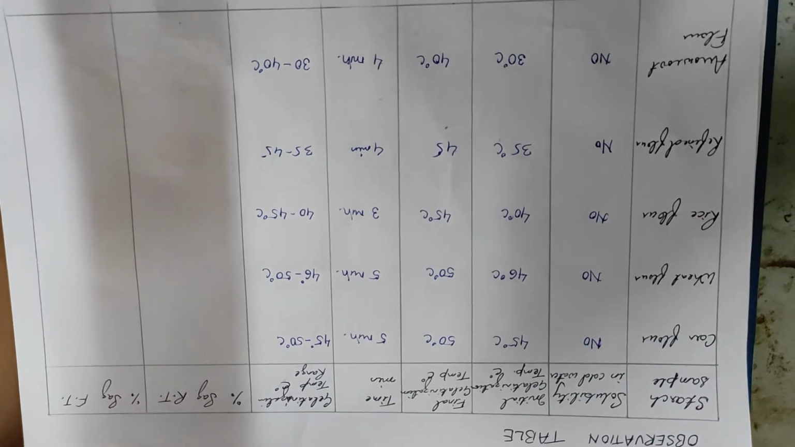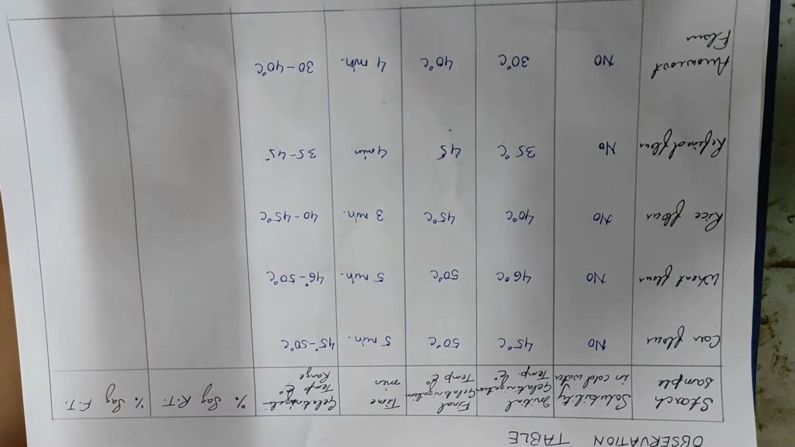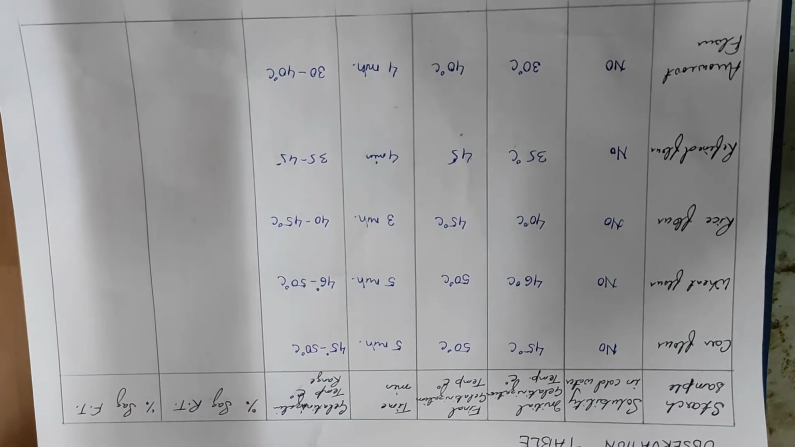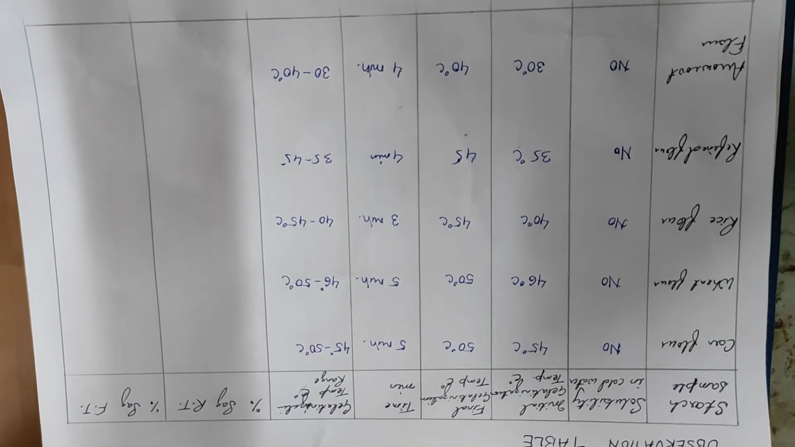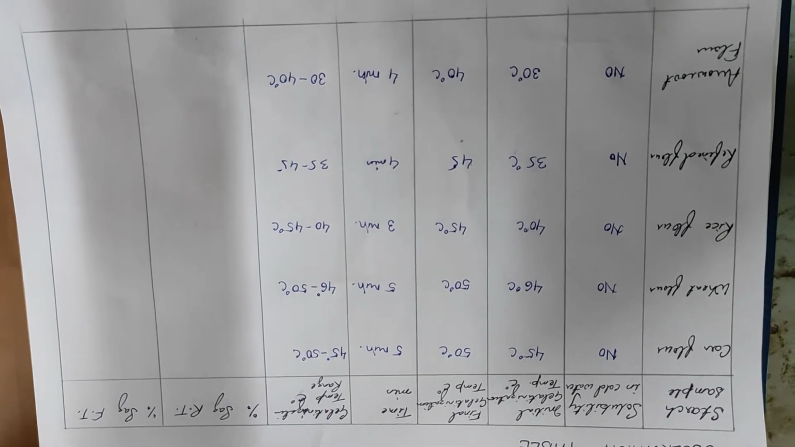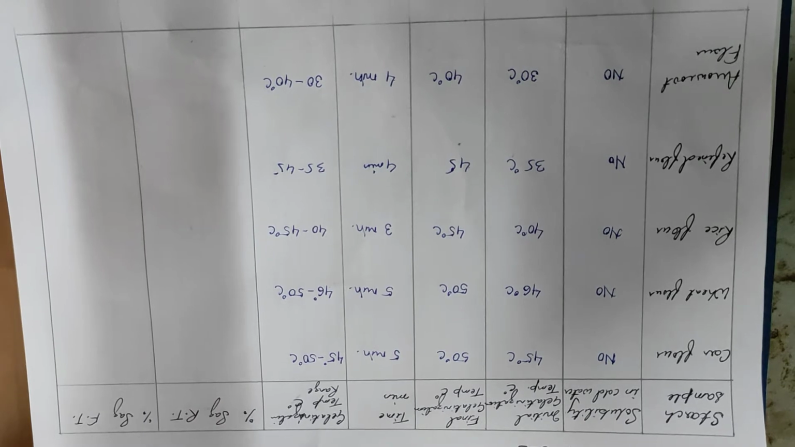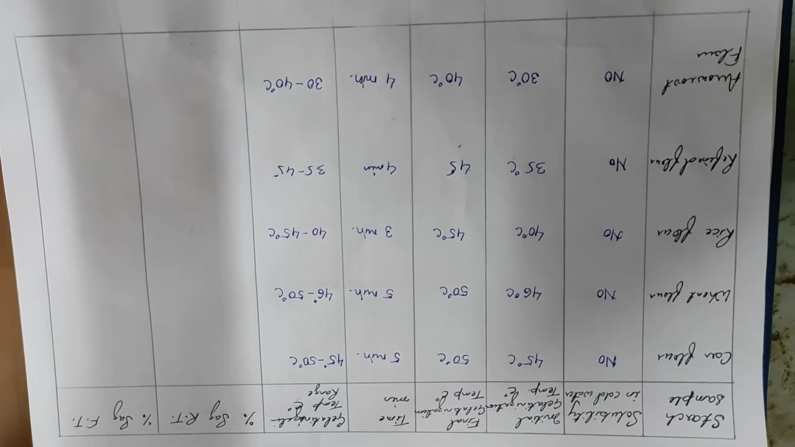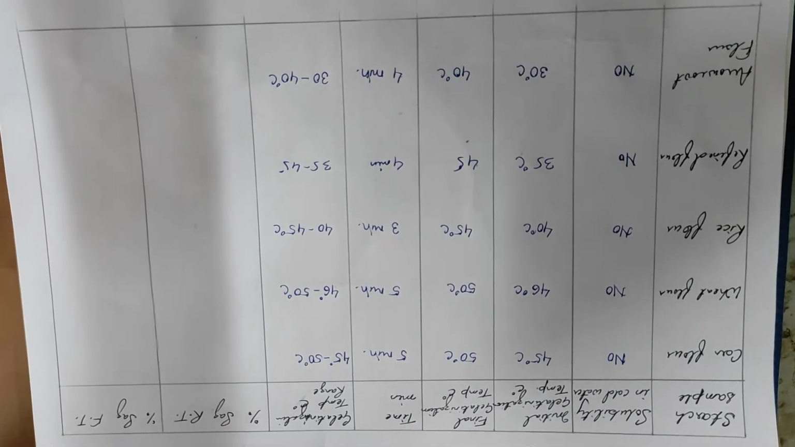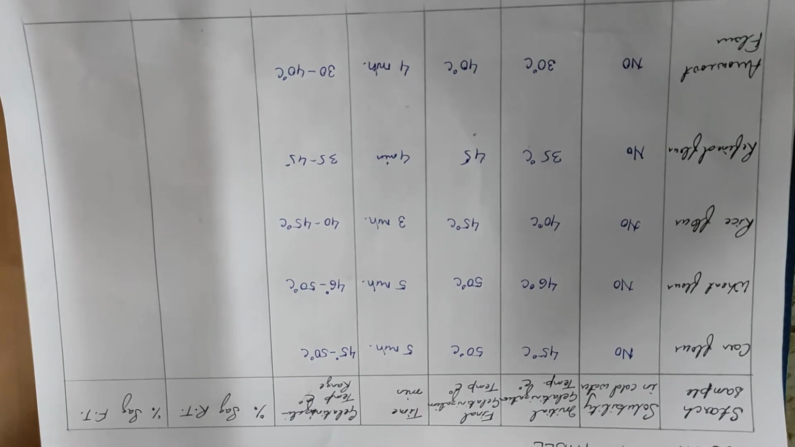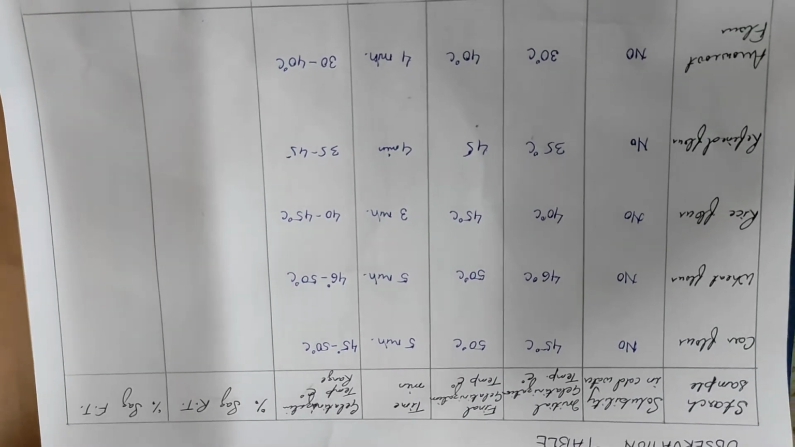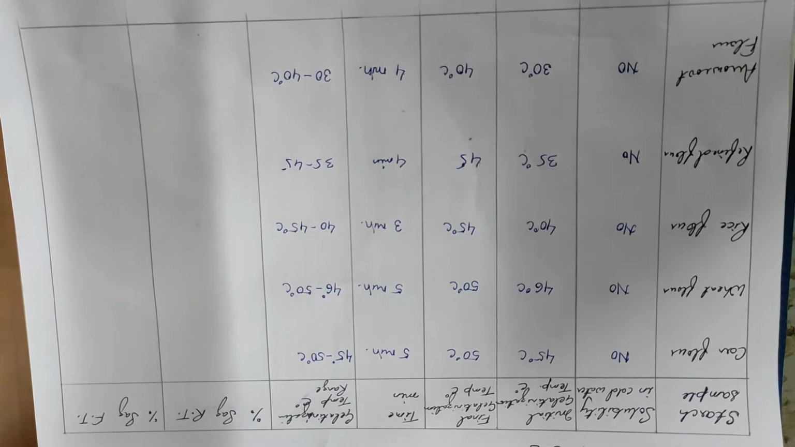After completion of the gelatinization process, we have noted down the observations. So the first observation was solubility in cold water. The second observation is initial gelatinization temperature, and the third one is final gelatinization temperature. And after that it is time and then gelatinization temperature range. We have noted down each and every observation that we have observed.